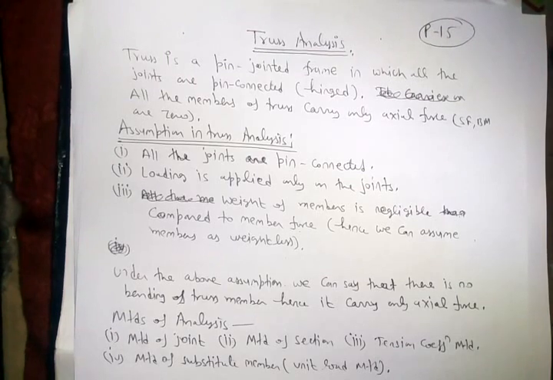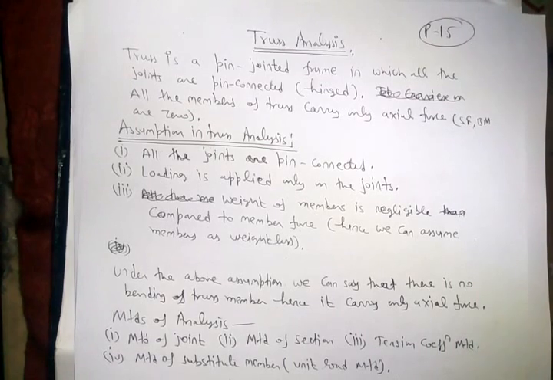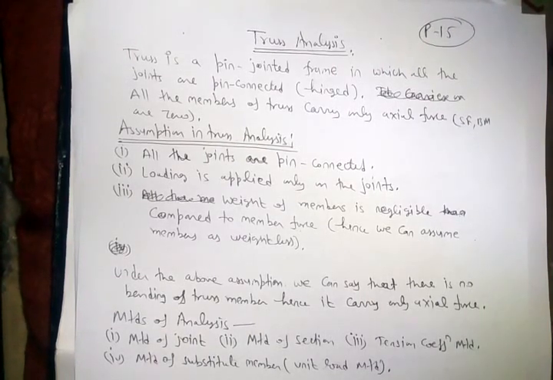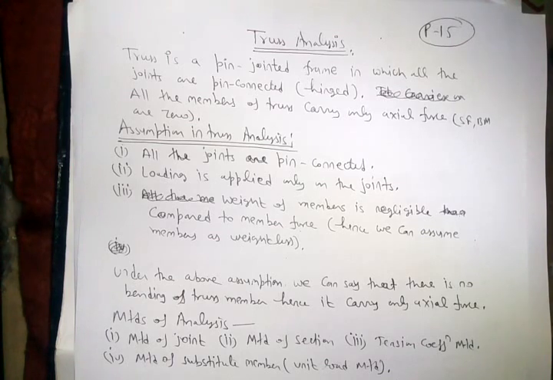First of all, a truss is a pin-jointed frame in which all the joints are pin connected or hinged. All the members of a truss carry only axial load; shear force and bending moments are 0. What are the assumptions in case of trusses? First assumption: all the joints are pin connected, loading is applied only on the joints, and the weight of members is negligible compared to the member force. Hence we can assume the member as weightless.